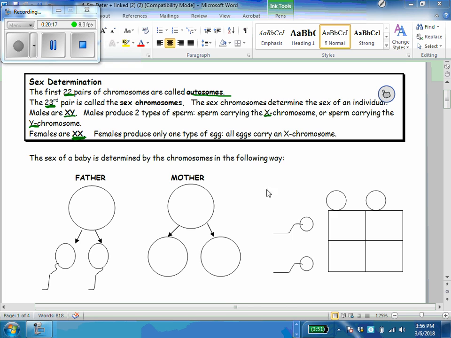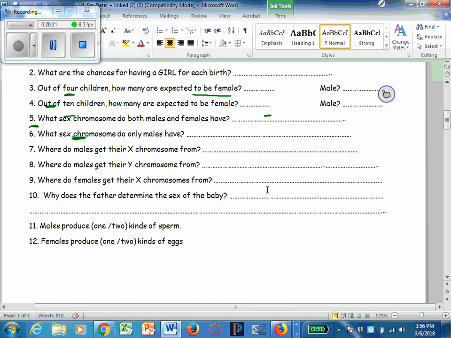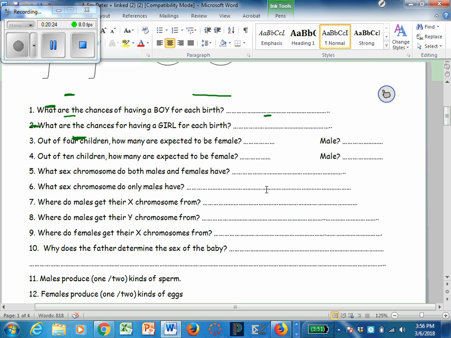So if we just review some of our terminology here. I'm going to erase these green marks here. What are the chances of having a boy for each birth? Again, just look at your Punnett square. You should see that it's about a 50% chance. What are the chances of having a girl? 50%.